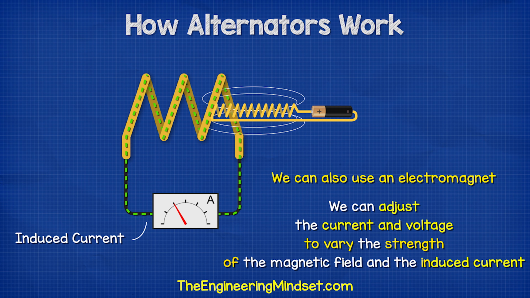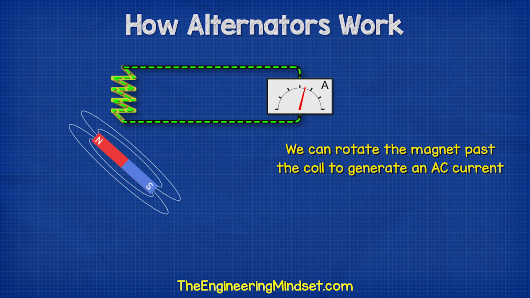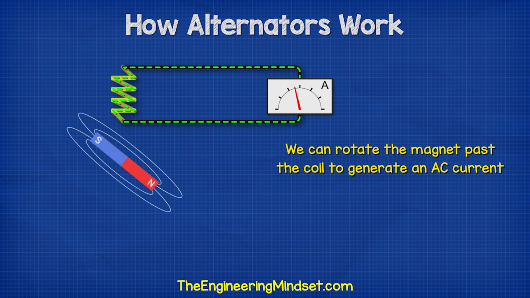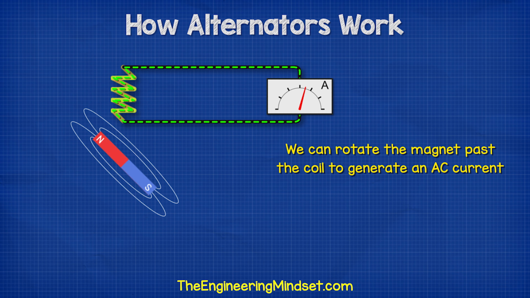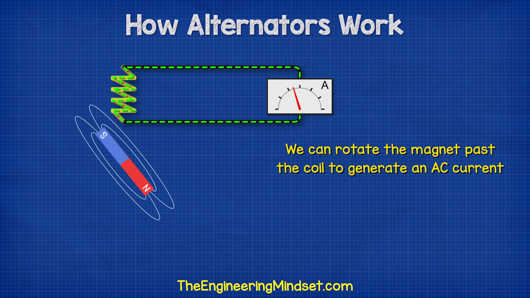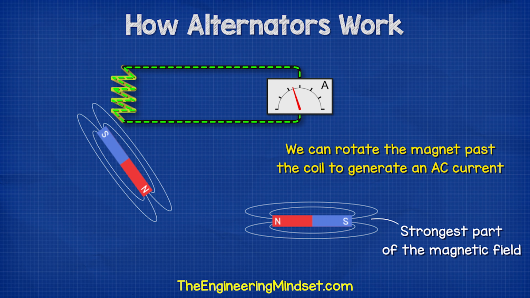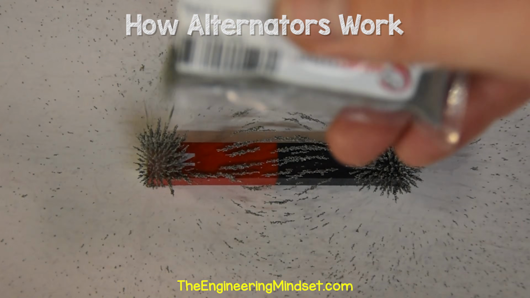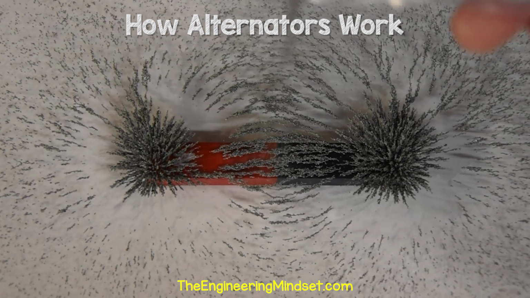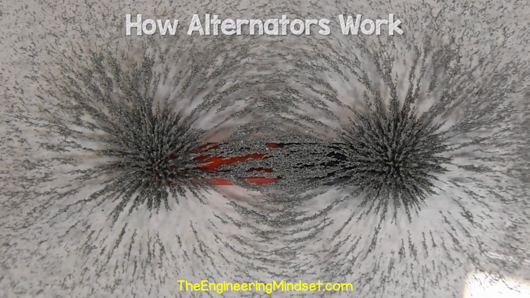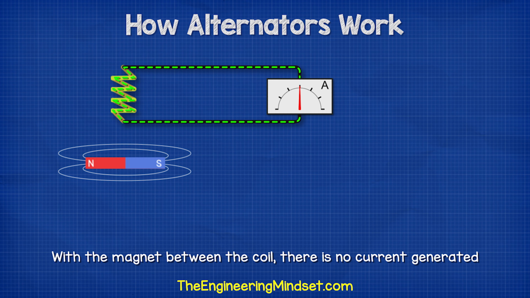Instead of moving a magnet in and out of a coil, we can generate a current much easier by rotating the magnet and placing the coils around this. The strongest part of the magnetic field is at the ends where the magnetic field lines converge. You can see the magnetic field lines by sprinkling iron filings over the magnet. With the magnet between the two coils, there is no current generated.